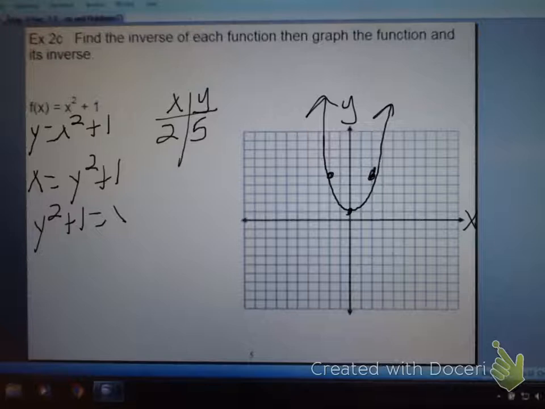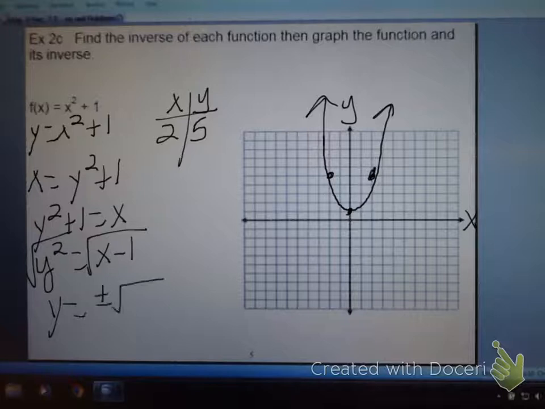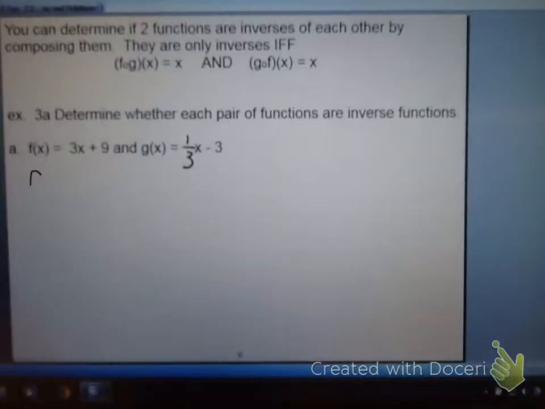Then to try to find the inverse, I'm going to switch my x and my y around, and then I have to solve for y. So you have to take the square root. Remember, don't forget y equals plus or minus the square root of x minus 1.